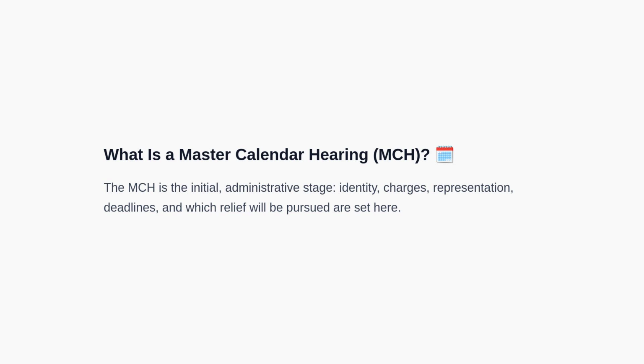Now let's start by defining the two main hearing types. The master calendar hearing is the administrative starting point in immigration court. At this initial appearance, the judge confirms the respondent's identity, ensures the notice to appear was received, verifies the charges, addresses jurisdictional and venue issues, identifies whether the respondent has counsel, and sets a procedural timeline for the case. Relief categories, such as asylum or cancellation of removal, are identified here so the court can schedule filings and future hearings.